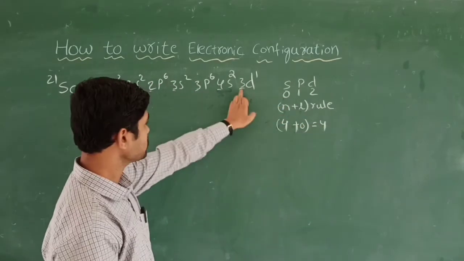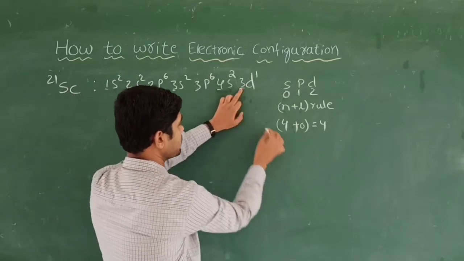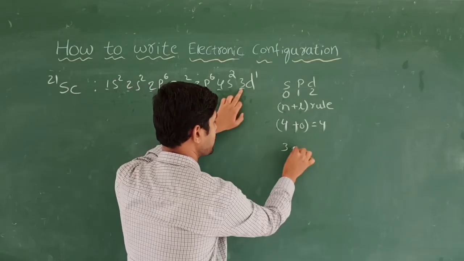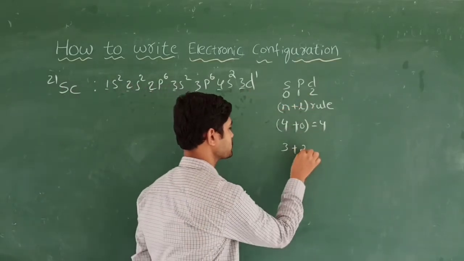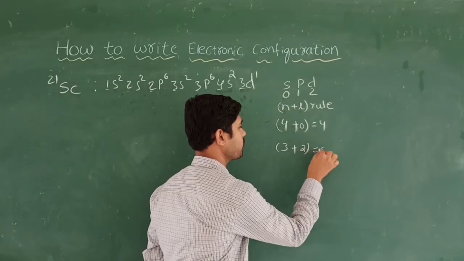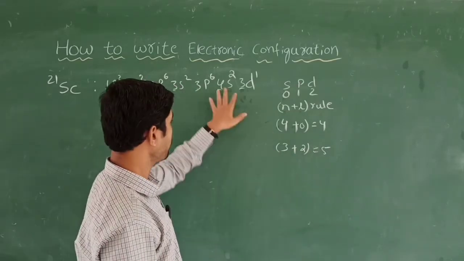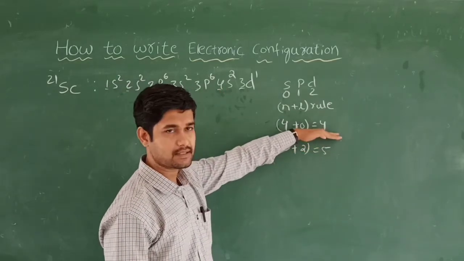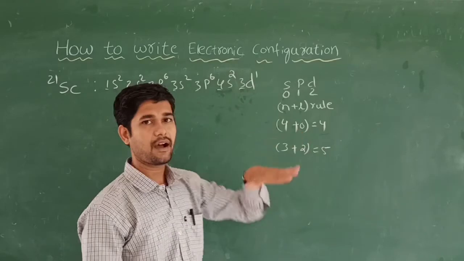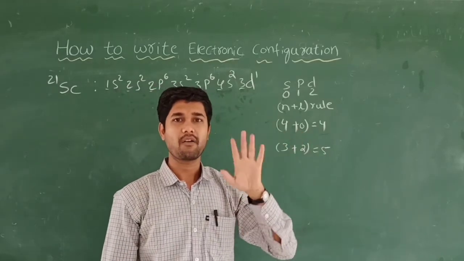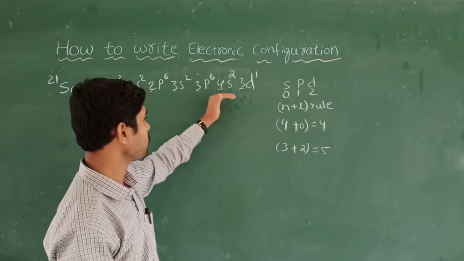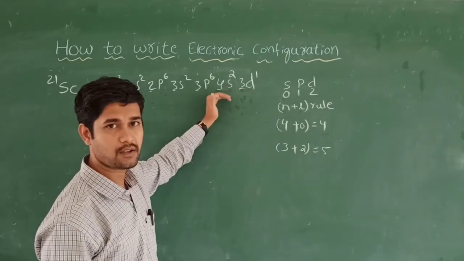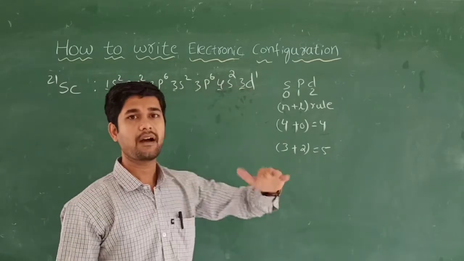Next, come to the 3d. Here the principal quantum number n is equal to 3, plus the value of d, which is 2. When you substitute, 3 plus 2, you get 5. So that's why 4s is the lowest energy level, whereas 3d is the higher energy level. That's why the Aufbau principle says to always fill the electrons from the lowest orbital. So 4s is the lowest orbital and 3d is the higher orbital.